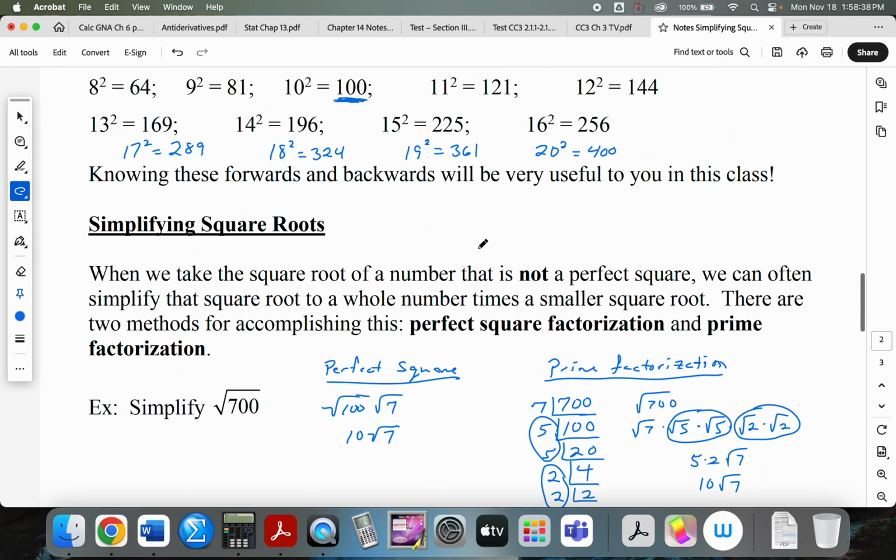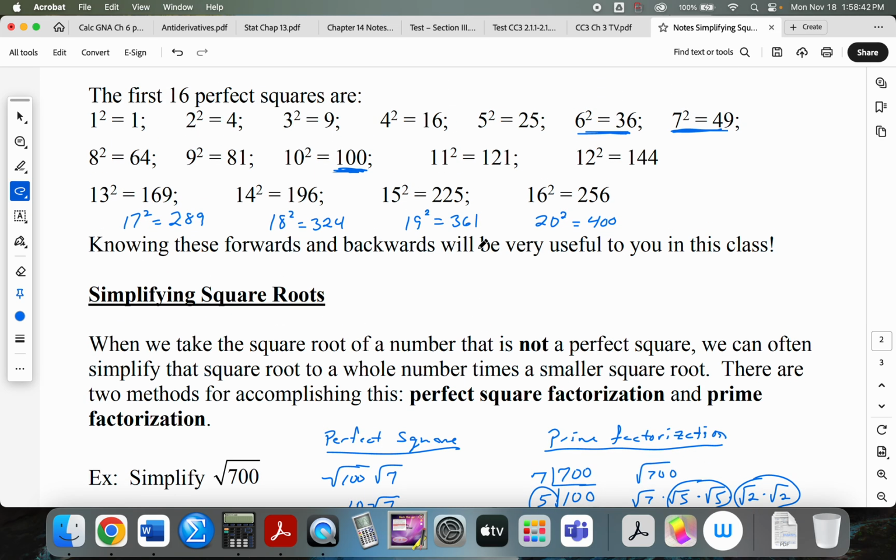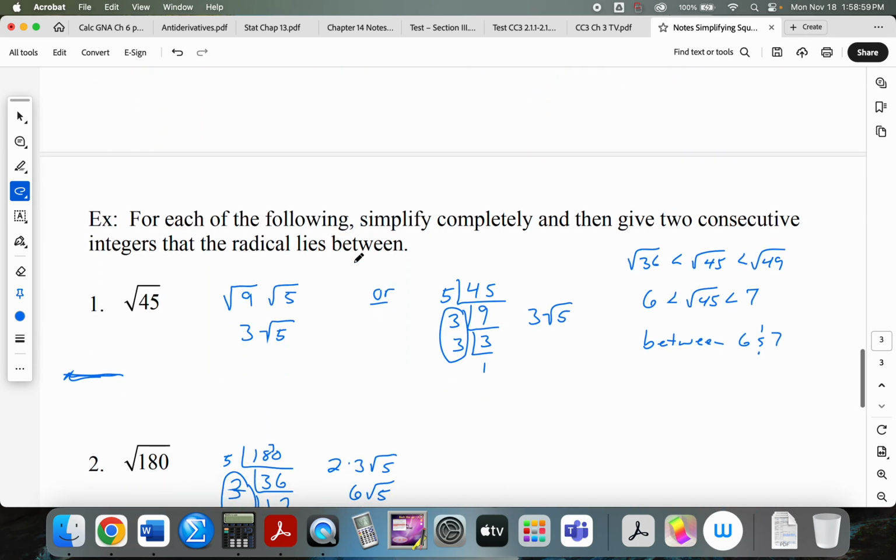About how big is it? Let's go back to our table of perfect squares. We're taking the square root of 180. That's somewhere in between the square root of 169 and the square root of 196, right? So what two numbers is it going to be in between? Someone said it really quietly. It's between 13 and 14.